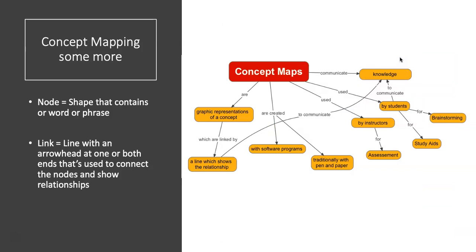Here's some more on concept maps. If you want to teach the older students how to concept map with symbols, the node is the shape that contains the word or phrase. So this is when you'd want to use that scientific vocabulary. And the link is a line with an arrowhead at one or both ends that's used to connect the nodes and show relationships. And the key here is you need your students to write out that relationship. And then you can assess, do they truly have an understanding between these concepts? Do they know how to use scientific vocabulary appropriately?